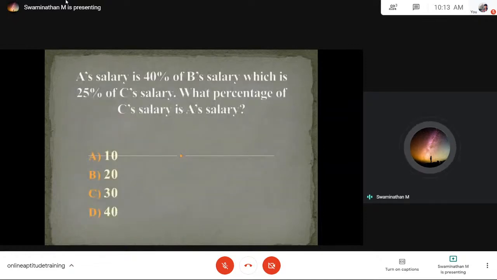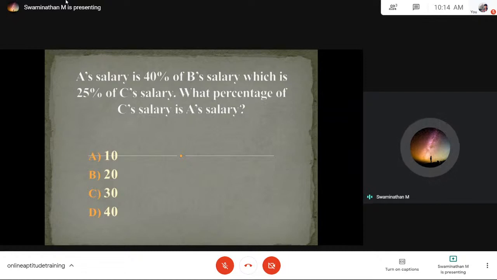This is another simple question, but we have to understand a bit. So A's salary is 40% of B's salary, which is 25% of C's salary. So A's salary is given in terms of B's salary, which is again given in terms of C's salary. So we have to find A's salary in terms of C's salary. Okay.